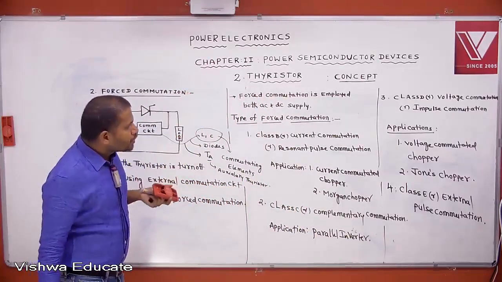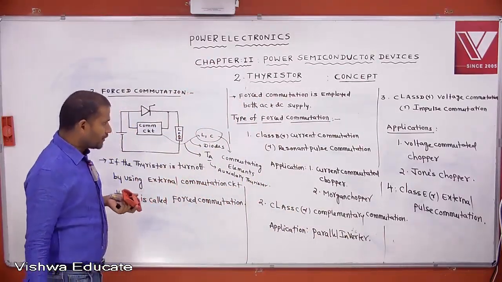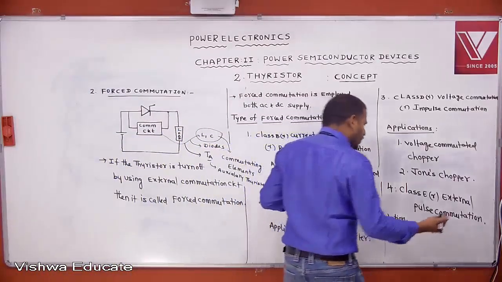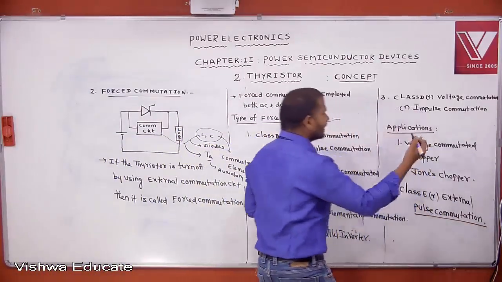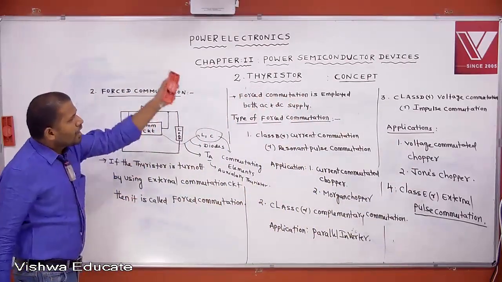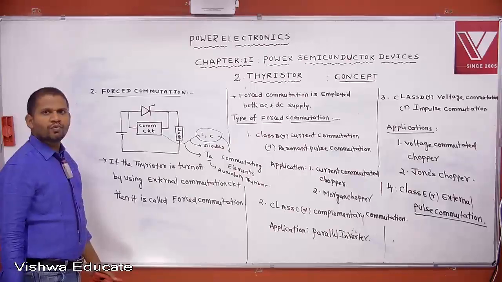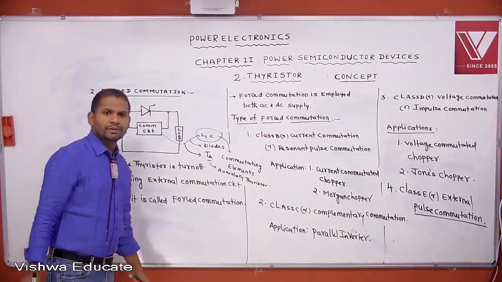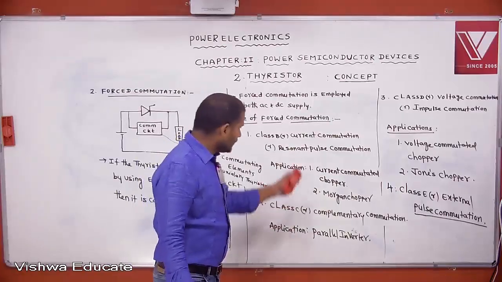Voltage commutated chopper, Jones chopper. The next one is class E or external pulse commutation. Here we don't have any application, that we will see later. All these commutation methods are which one? Forced commutation methods. All these are forced commutation methods. But you concentrate.